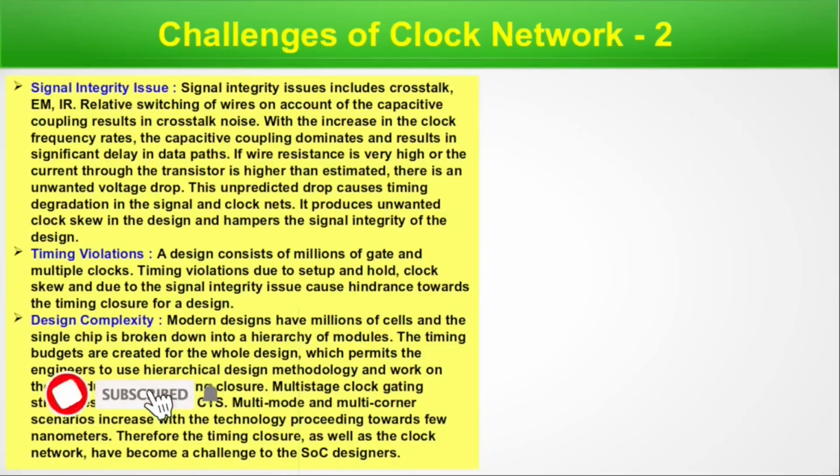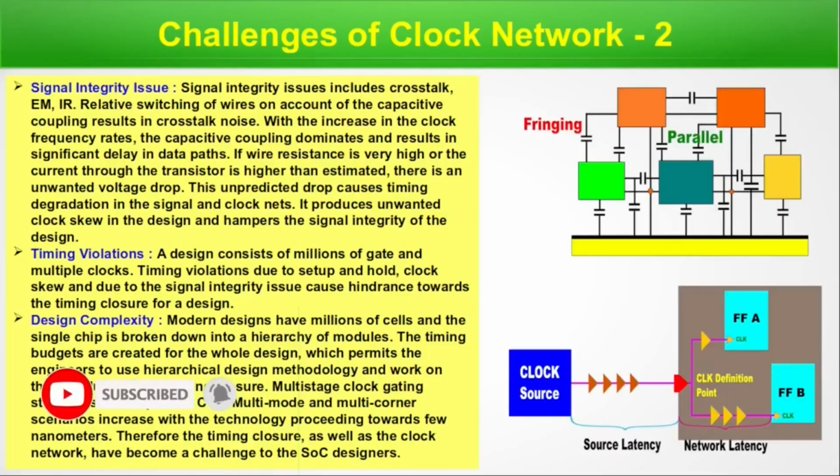Signal integrity issue, timing violations, and design complexity. We have included this diagram because we are talking about signal integrity issues. Signal integrity issues include crosstalk, EM, IR. Crosstalk means interaction when two parallel conductor lines or interconnects are running parallel, and in between it's not free space, it's a dielectric layer. So it's working as a capacitor.